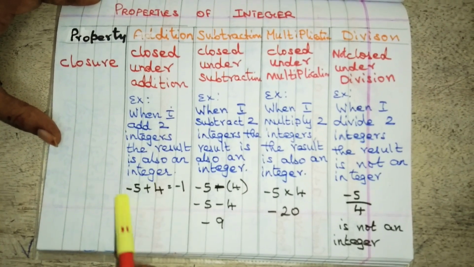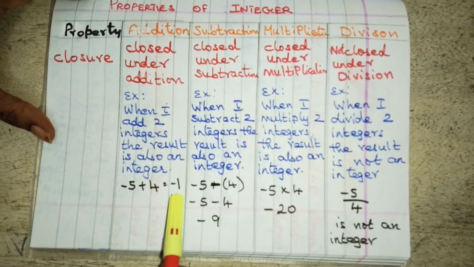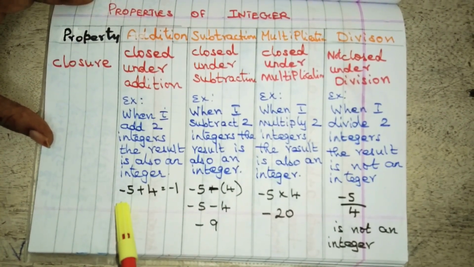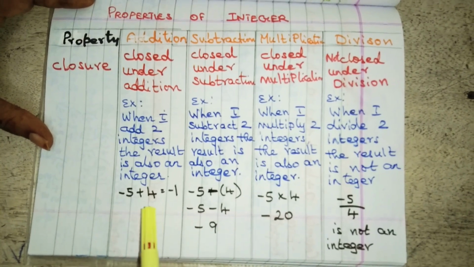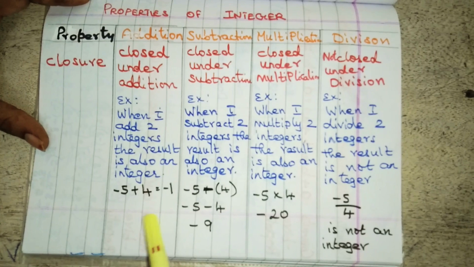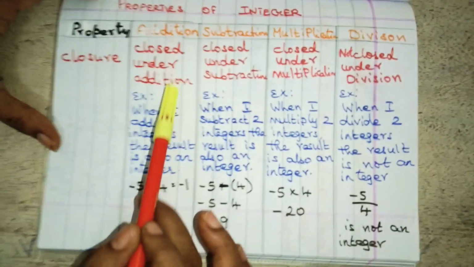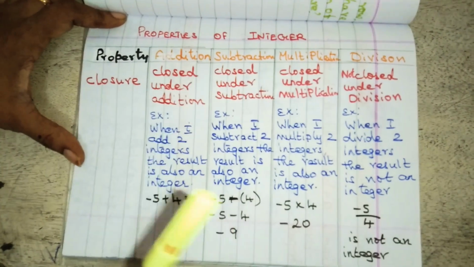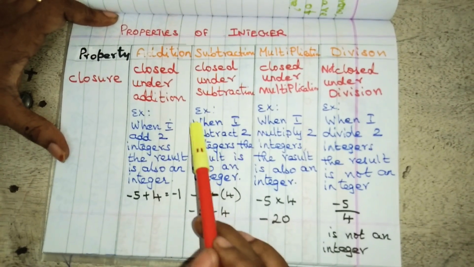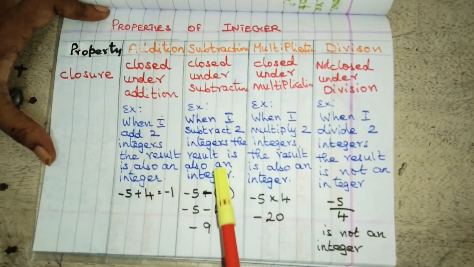When I have two numbers with different signs, I am supposed to subtract the numbers. So 5 minus 4 is 1 and I will put the greater number's sign, minus 1. So minus 5 is an integer, 4 is also an integer, and the result which I am getting, minus 1, is also an integer. So addition is closed under closure. Then subtraction. Example, when I subtract two integers, the result is also an integer.